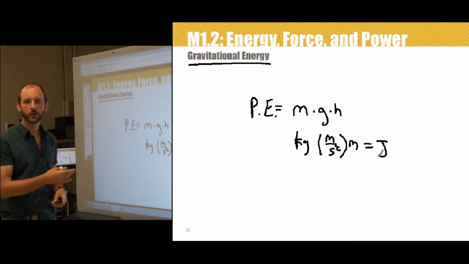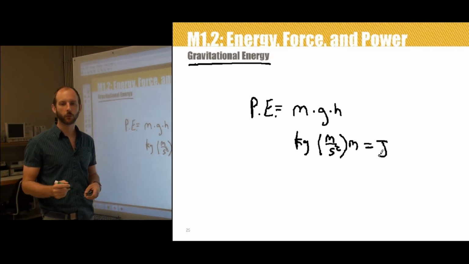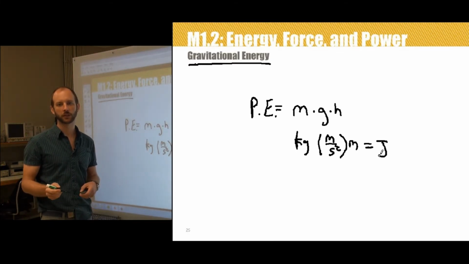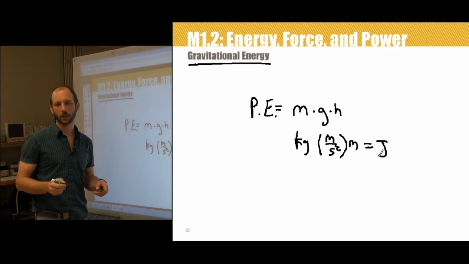So great. Potential energy can also be described as force times distance, where the force acting on an object is called weight and is found by multiplying the acceleration due to gravity by the object's mass, right?